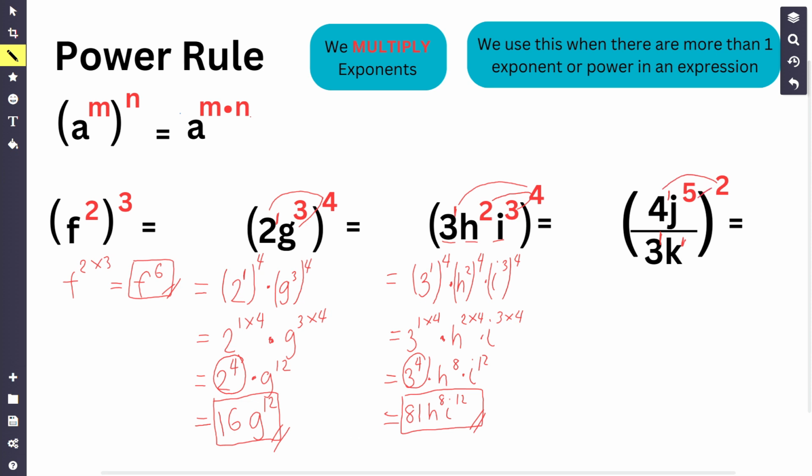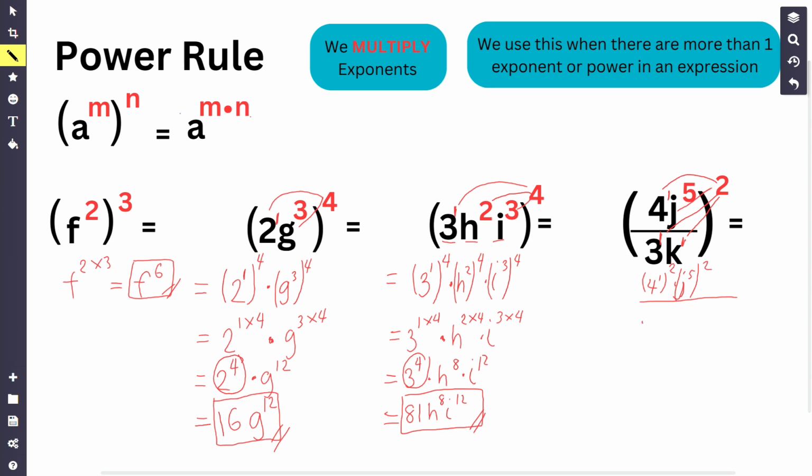We will distribute the power. We will give all of them the power. So this is what's going to happen. Copy the bar here. Okay, so we have 4 raised to 1, right? And then we raise it to the power of 2. And then we still have the j, j raised to 5, and then we raise it as well to the power of 2, right?